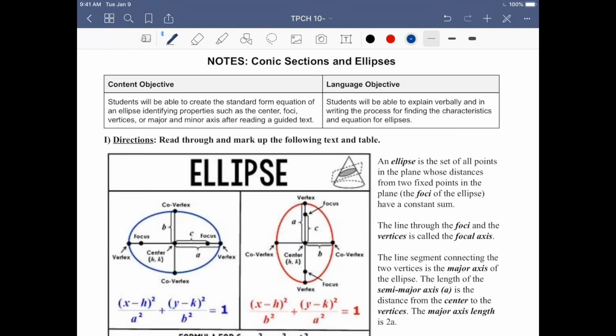Welcome to our notes on conic sections and ellipses. Students will be able to create the standard form equation of an ellipse, identifying properties such as the center, foci, vertices, major axis and minor axis after reading a guided text.